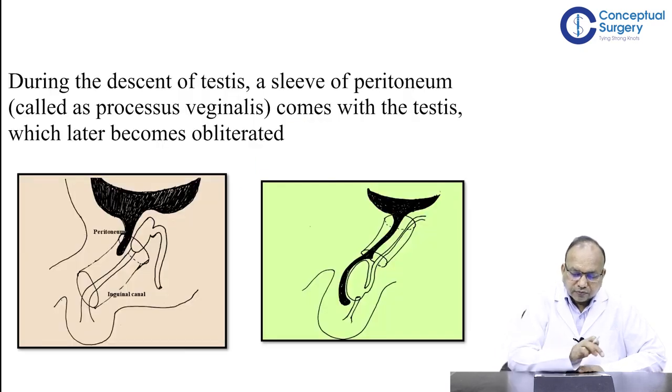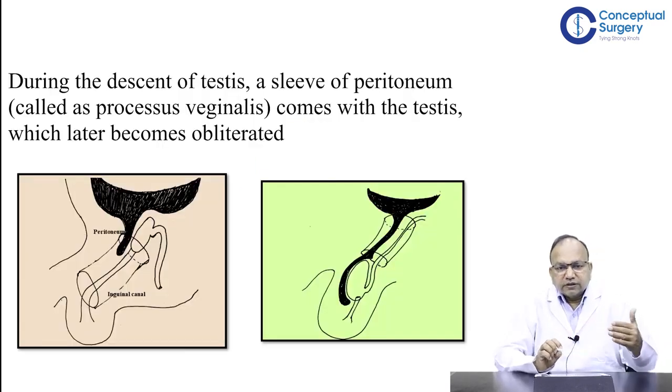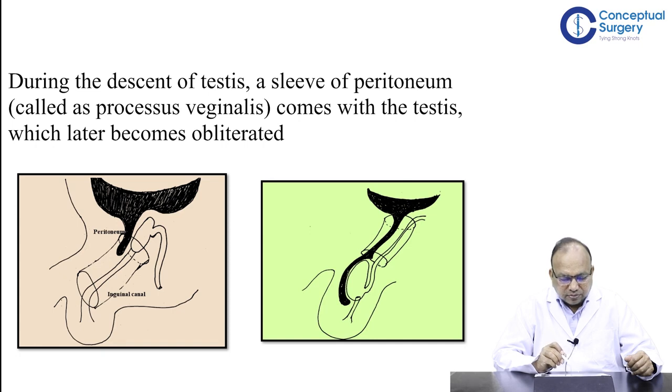Now, as the testis comes down, and as you know the abdominal cavity is covered by a peritoneal membrane, so when the testis exits the deep inguinal ring, it brings with itself a sleeve of the peritoneum like this. So, this is the peritoneum. The testis is immediately retroperitoneal, but it's merged with the peritoneum. So, when it comes down, it brings a sleeve of the peritoneum. And this sleeve of the peritoneum is called processus vaginalis.